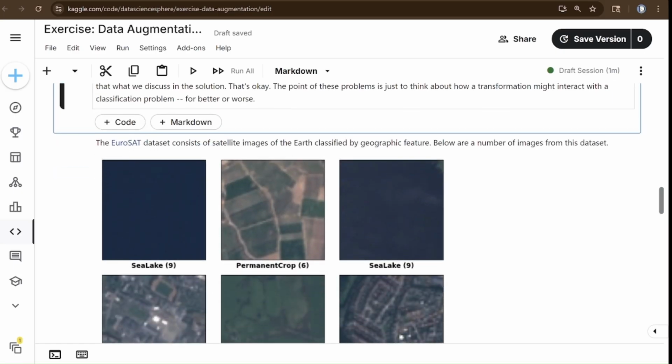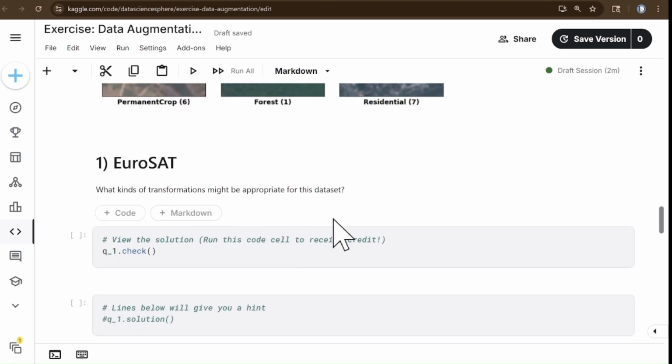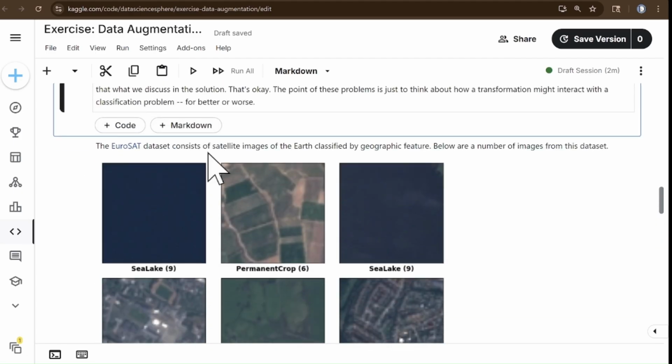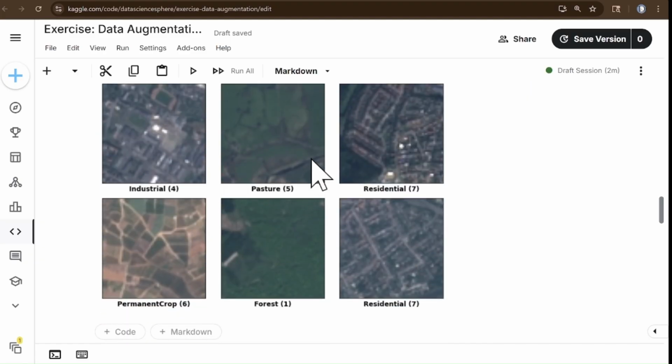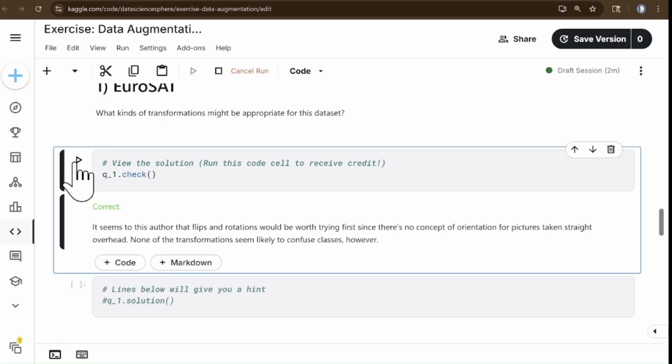See, this is the Eurosat dataset, which consists of satellite images of the Earth classified by geographic feature. Below are a number of images from this dataset. Okay, so what do you think? What kind of transformations might be appropriate for this dataset? This is sea lake, permanent crop, industrial, pasture, residential, forest. Okay, you have to tell which one is best.